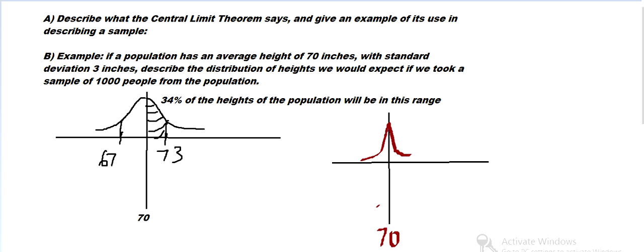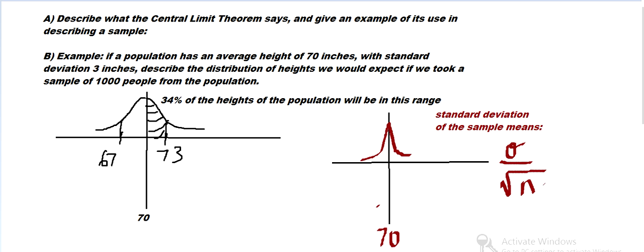And then the central limit theorem says that the standard deviation of the sample means, like if we purely take sample means and then measure the standard deviation of those, is just the population standard deviation divided by the square root of the number in the sample. So here the overall standard deviation is 3 inches, and we're taking a sample size of 1,000, quite big.